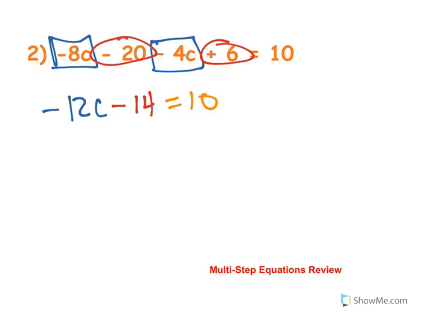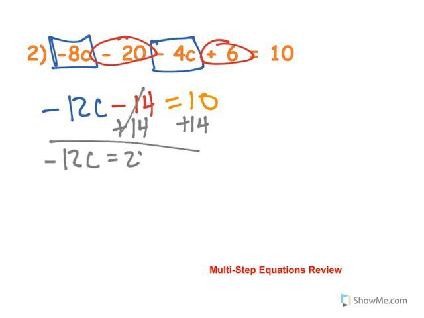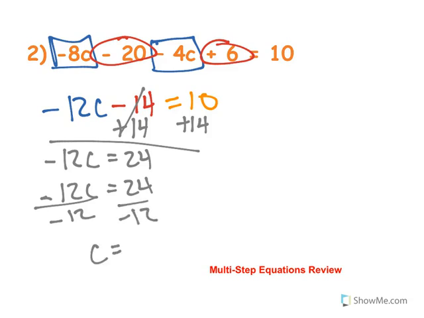I've got this two-step equation. I want to isolate my variable term, which is -12c. So I have to eliminate -14. We know we eliminate terms by adding their opposites on both sides. That's going to give me -12c is equal to 24. I'm going to divide by -12. And I'm going to get c equals -2.